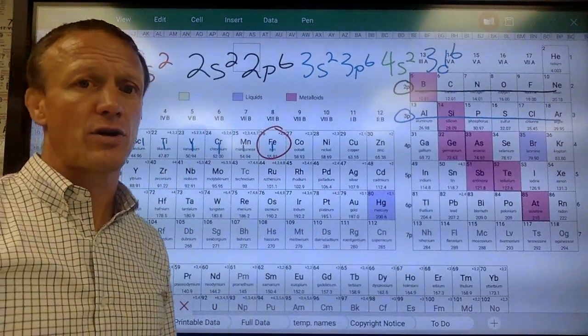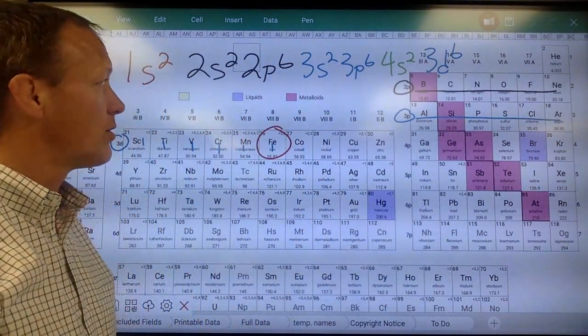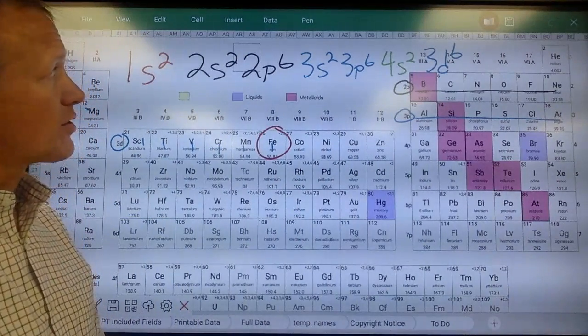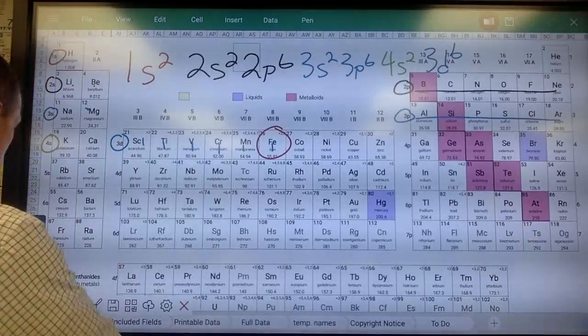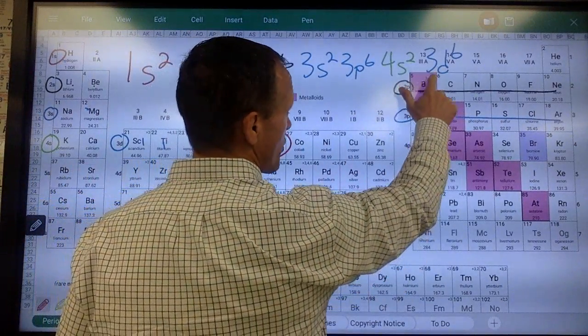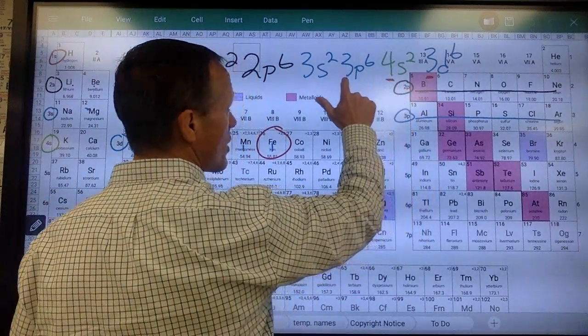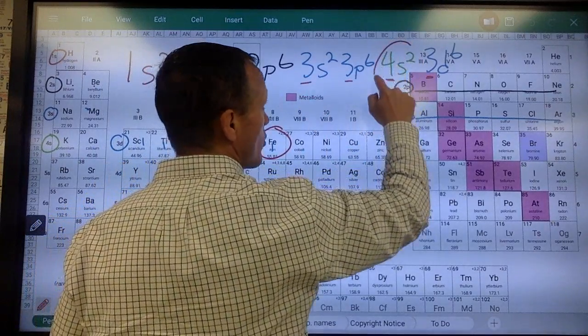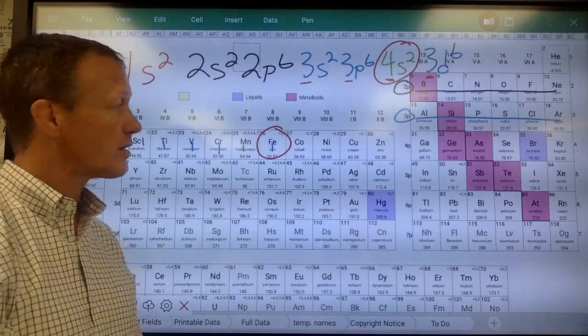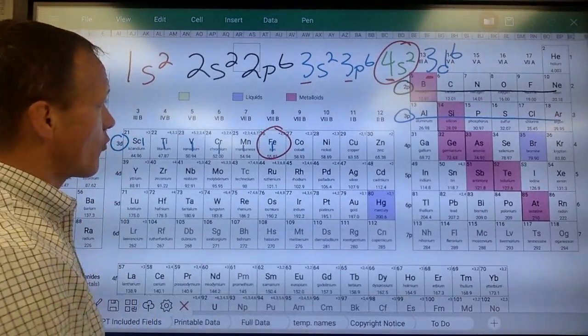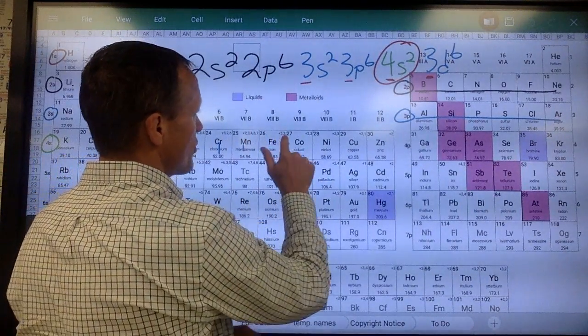Remember, valence electrons are electrons in the outermost energy level. So the valence for iron would be, well, those are in the third, fourth, third. Its outermost energy level is the fourth energy level. It's got 2 valence electrons. If you notice here, iron forms 2 possible charges. It can be a +3 or a +2.